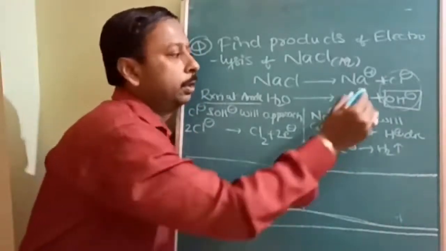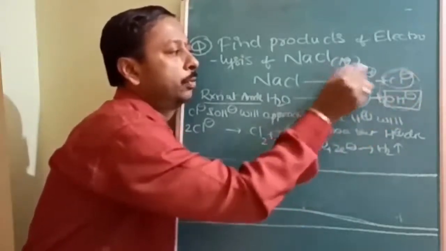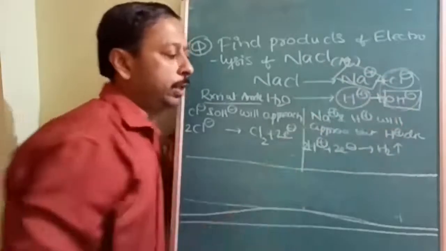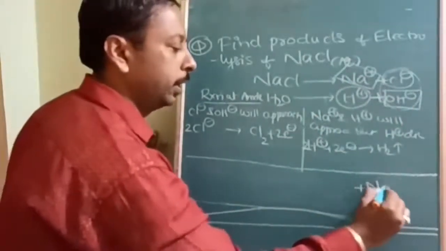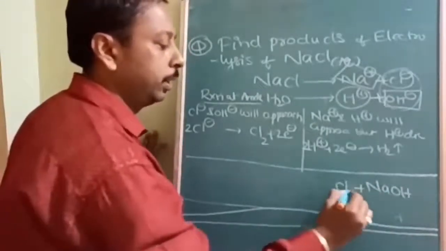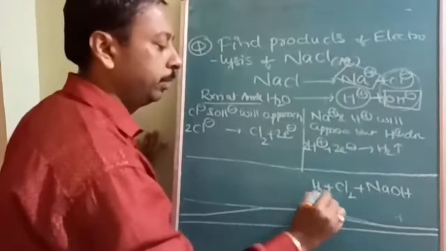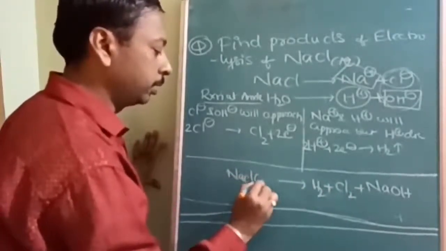So here H plus is over, here Cl minus is over, and left over is Na plus and OH minus. So left over will be NaOH. In the electrolytic cell, we will have NaOH, and Cl2 and H2 will be liberated when you carry out NaCl electrolysis.